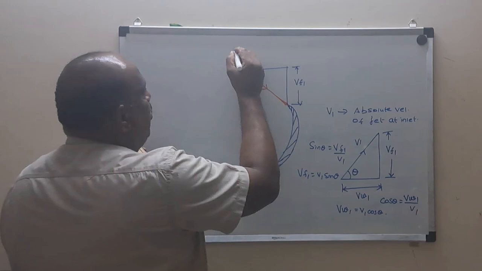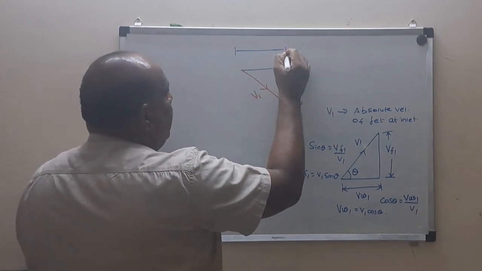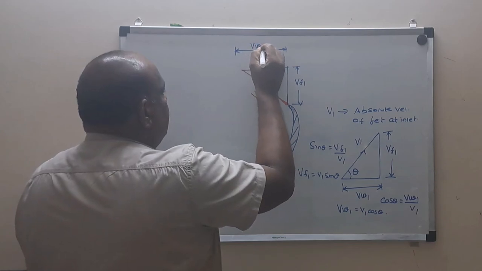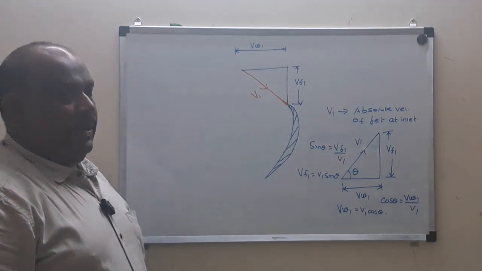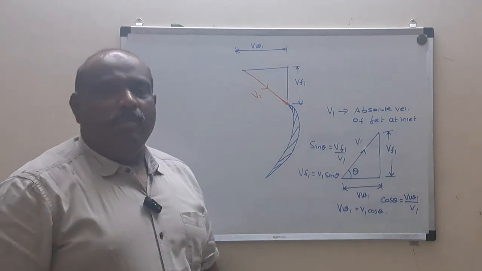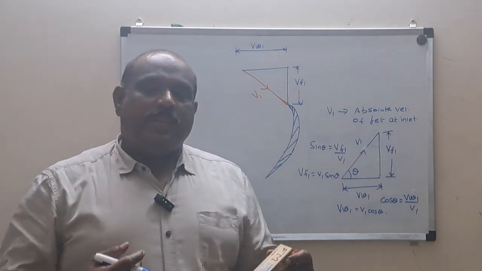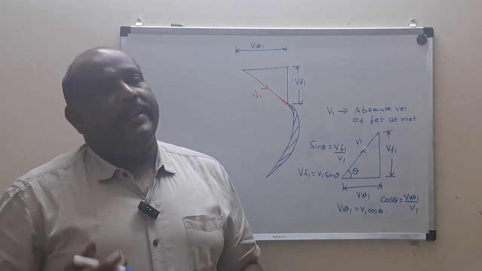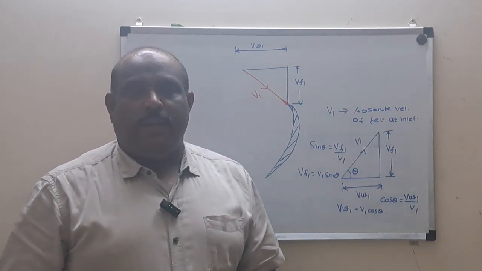So the horizontal component will be what? It will be my VW1. Now, what is our aim? Because of this jet coming and hitting this impeller, the impeller should rotate. The impeller should rotate. Okay.